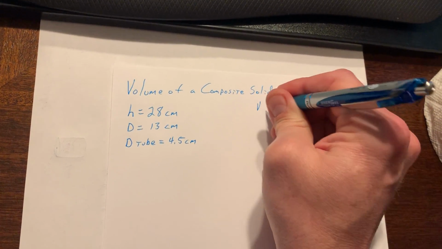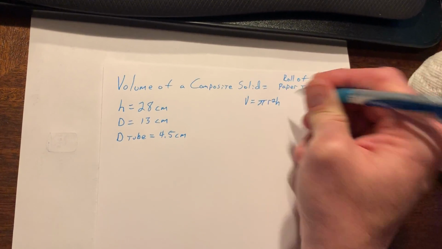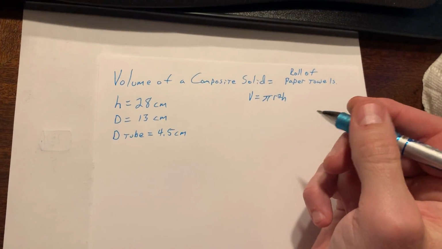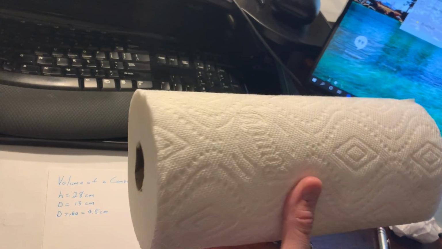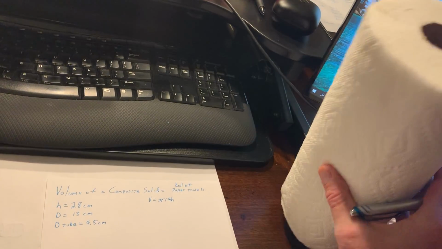Back to our formula that we used yesterday. The volume of a cylinder is pi r squared h. So the first thing that we're going to do is determine the volume of the paper towels and pretend that there was no hole in the middle.